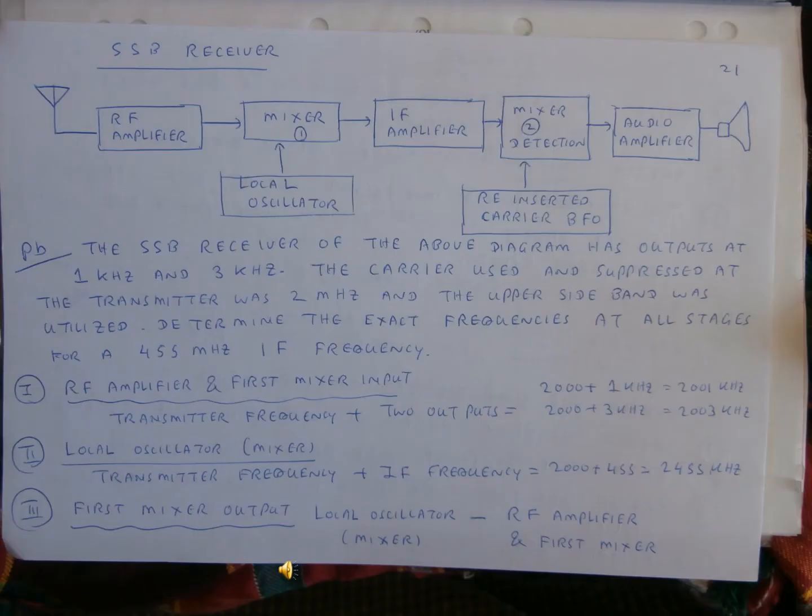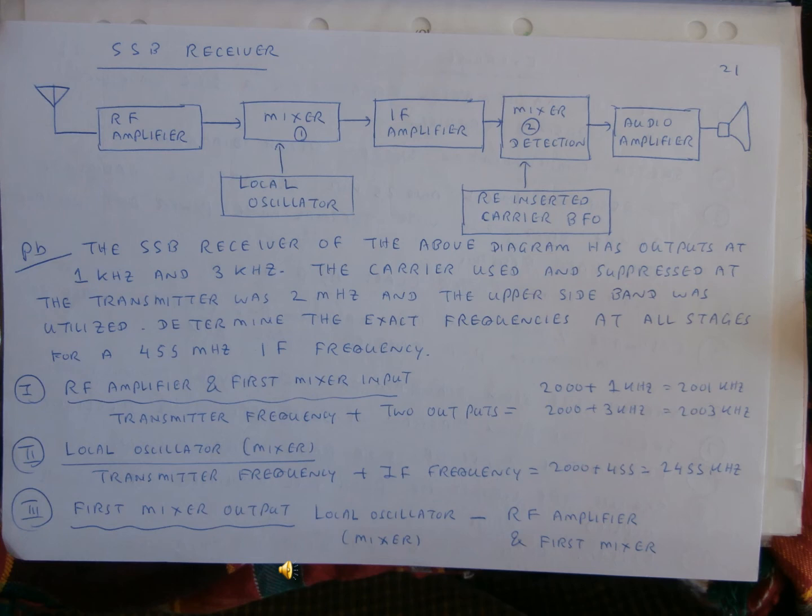And we also see a single sideband receiver circuit. In this case, the signal from the antenna passes through the radio frequency amplifier, and then through the mixer. The mixer is connected with a local oscillator. The output of the mixer is connected to the intermediate frequency amplifier. The output of the intermediate frequency amplifier is also provided to the mixer or detection circuit. The mixer and detection circuit are connected to the reinserted carrier BFO. Finally, the output goes to the audio amplifier, which is connected to the speaker. So this is the single sideband receiver circuit.